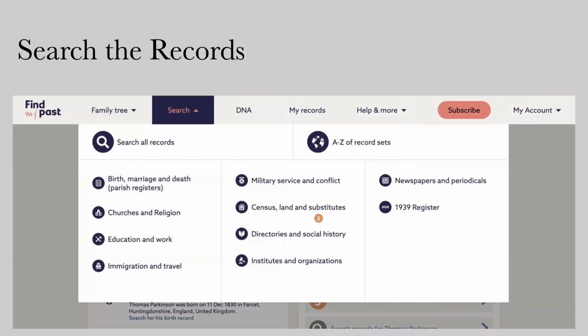Now, you can also search the records directly. You can search all the records on the website. And I'm going to go through a search of how that works and why we would do that in just a moment here. So we can look here to search all the records.